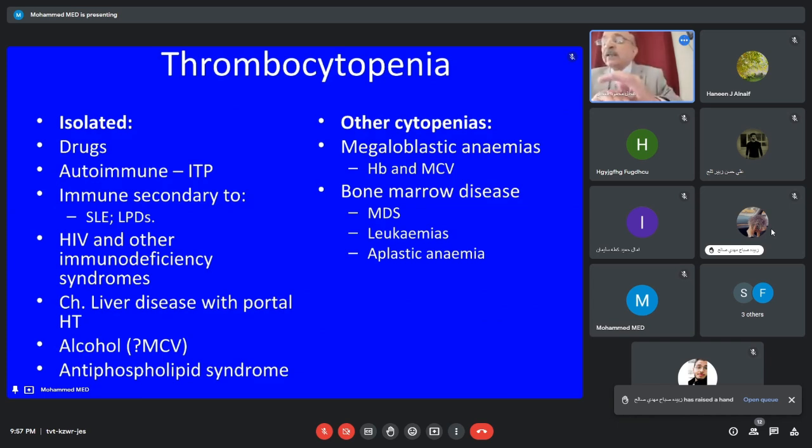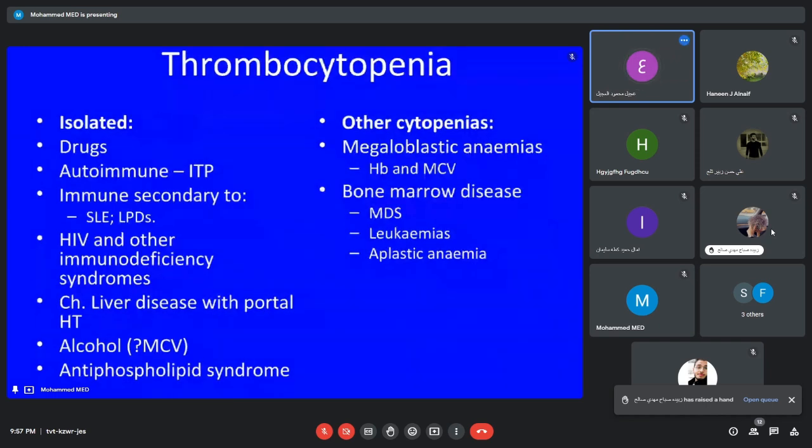You will see that after 1 week the platelet count will go back to normal because, as I said earlier, the platelet half-life is short, 5 to 7 days. So if you give corticosteroid, within a week the platelet count will go back to normal. Then start reducing the dose gradually, and go on with the corticosteroid for about 2 months.